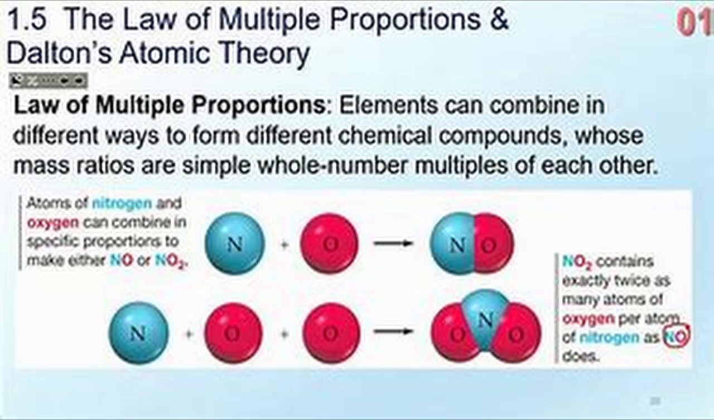Law of multiple proportion. This law was proposed by Dalton in 1803. According to this law, if two elements can combine to form more than one compound, the masses of one element that combine with a fixed mass of the other element are in the ratio of small whole numbers.